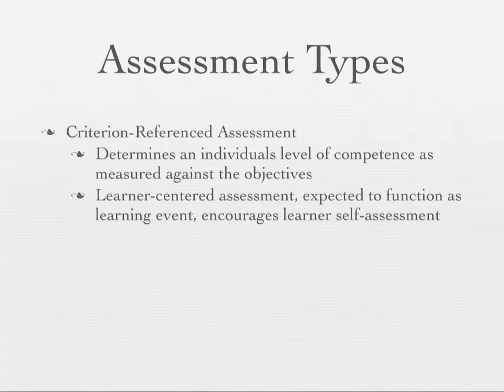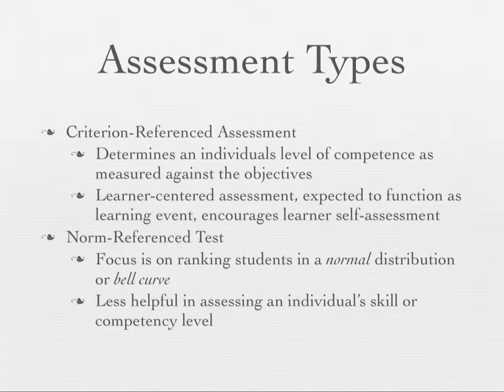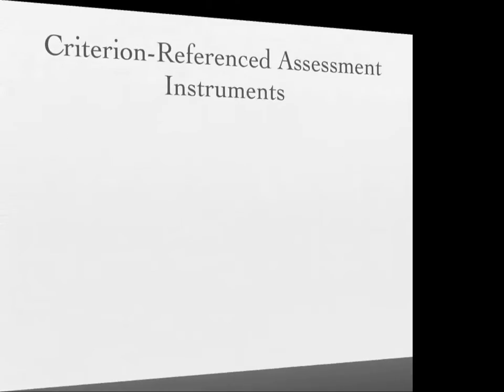Criterion referenced assessments are very learner-centered, and are expected to function as a learning event, thereby encouraging the learner to increase his or her knowledge through self-assessment and development and transfer. The second type of assessments are norm referenced tests. The focus here is on ranking students in a normal distribution, sometimes referred to as a bell curve. It's actually less helpful in assessing an individual's skill or competency level than in the case of criterion referenced assessment. And again, that is where we will place our focus.